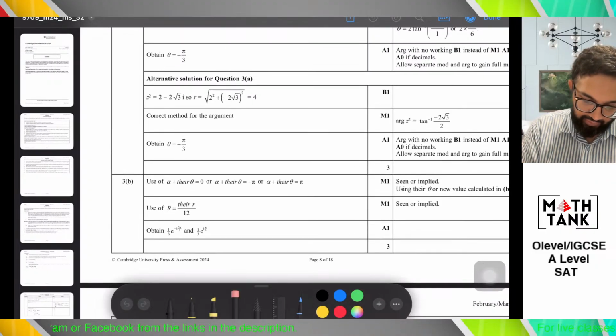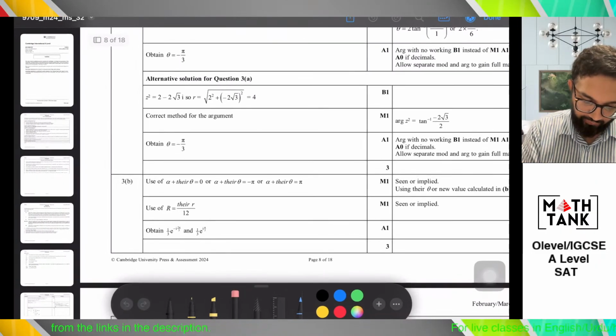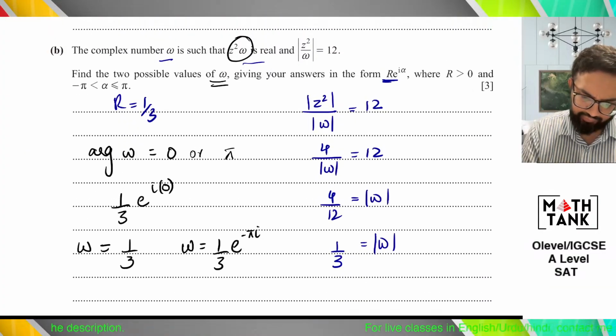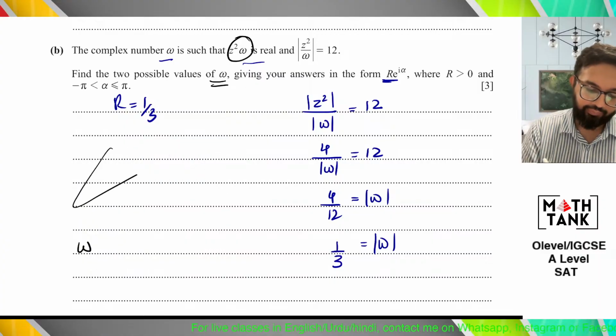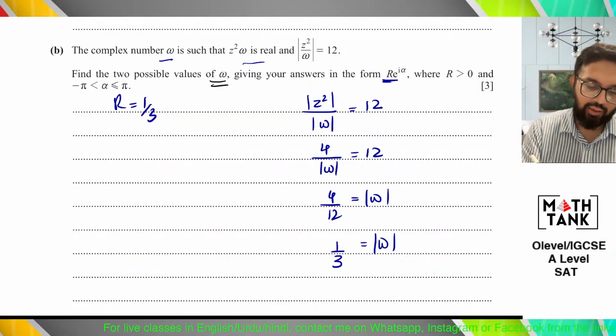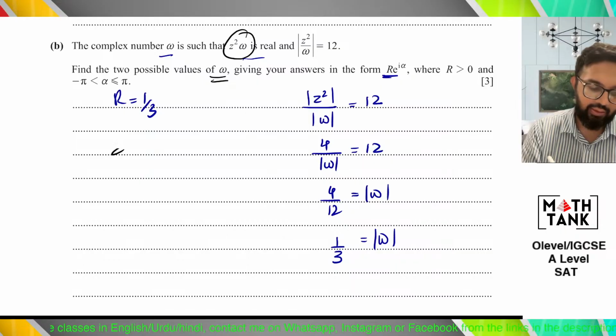It's telling me something different. Let me check. Oh, my bad. Sorry. Okay. So z square into w is real. Z square into w is real.